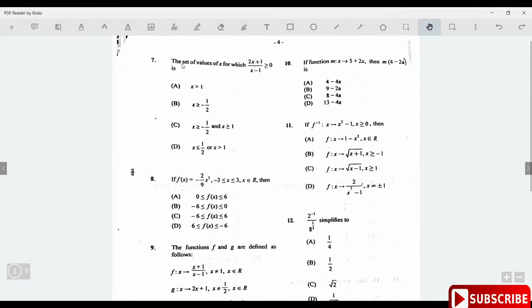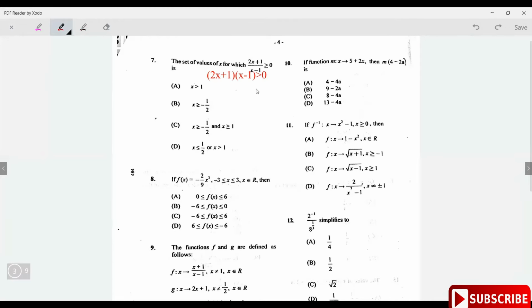Question 7, it says find the values of x for which this is greater than or equal to 0. All you have to do to find the values of x for which this is greater than or equal to 0 is you cross multiply. When you cross multiply, what you're going to get is 2x plus 1 multiplied by x minus 1, and that's greater than or equal to 0. All right, so you multiply through by x minus 1 all squared to get that. So you convert the rational inequality to a quadratic inequality.